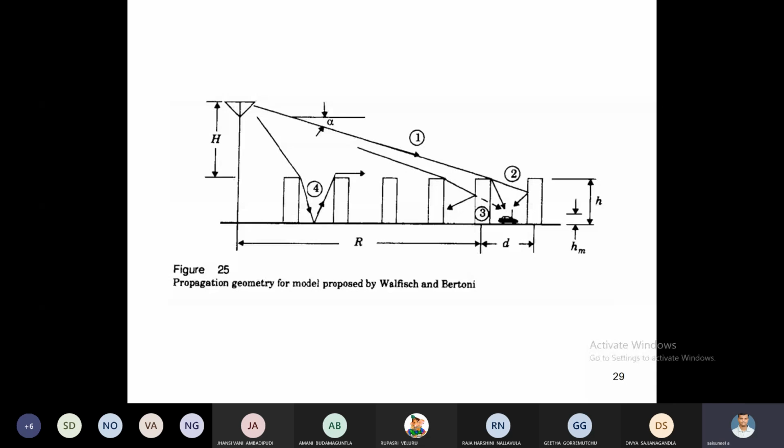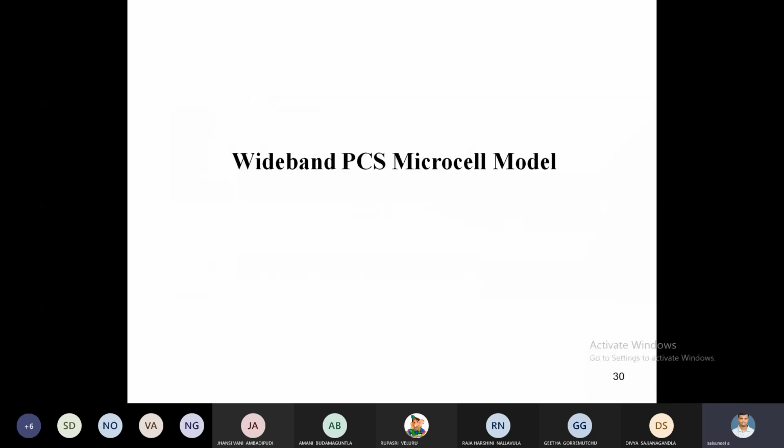The next and last model is the wideband PCS microcell model. In this model, especially, it is used from the era starting in 1991 onwards, with a frequency range between 20 megahertz to 1900 megahertz, and base station heights of 3.7 meters, 8.5 meters, 13.3 meters above the ground. Here also we have to check the two-ray model or ground reflection model.